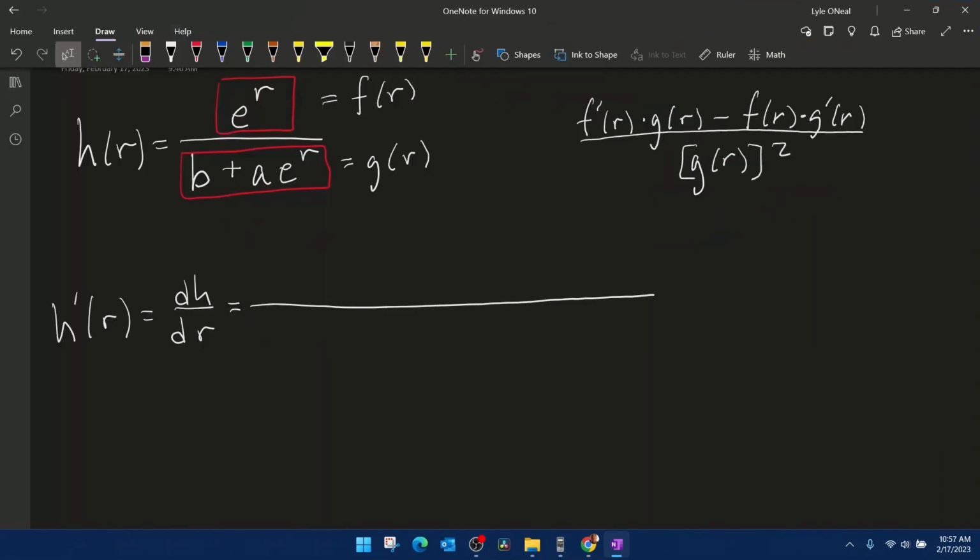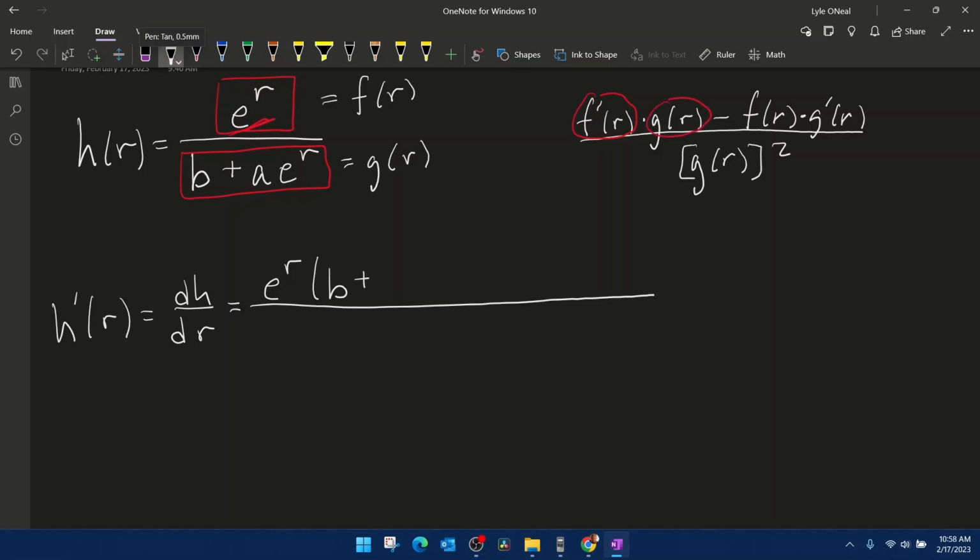Using the quotient rule, we need to take the derivative of the top first, and the derivative of e to the r, think of it as e to the x if you want. The derivative of e to the x is e to the x, so the derivative of e to the r is just e to the r. That is the derivative of the top, and then we need to multiply that by the bottom.